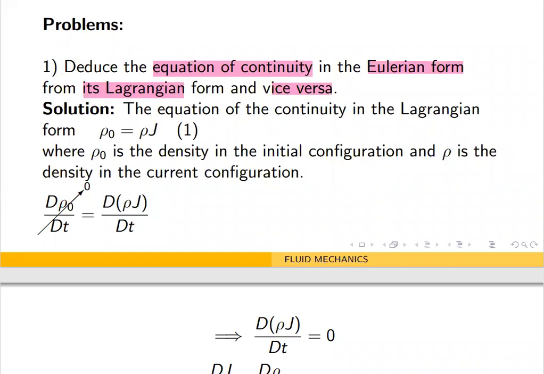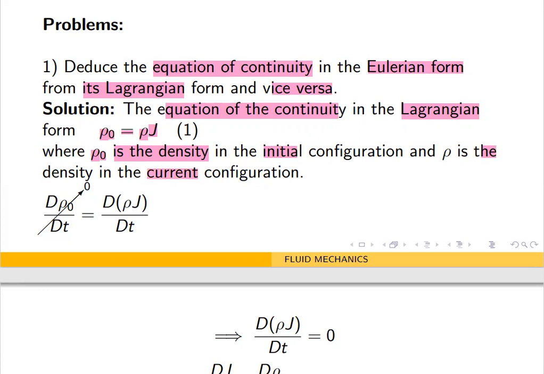So let us consider the continuity equation. We'll take first the Lagrangian form and we shall obtain the Eulerian. The Lagrangian form of the continuity equation is rho naught equal to rho J, where rho naught is the density of the continuum in the initial configuration and rho is the density of the same continuum in the current configuration.